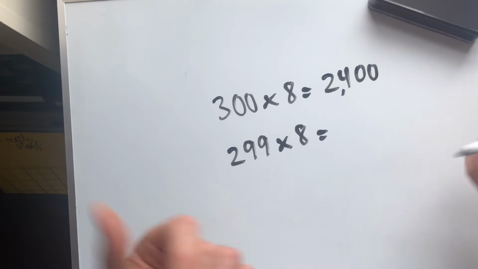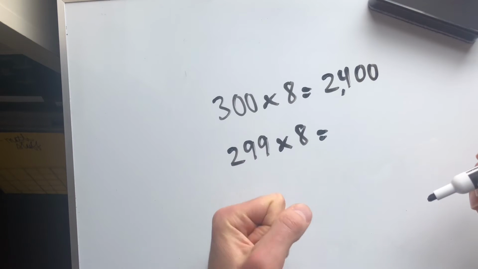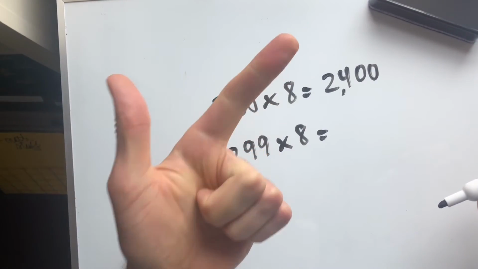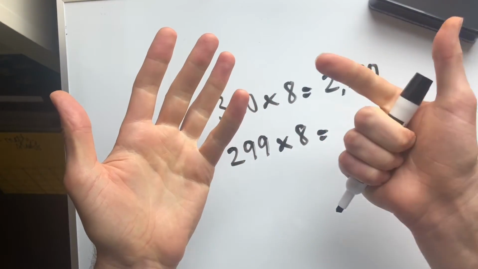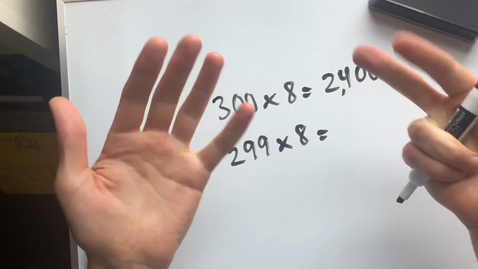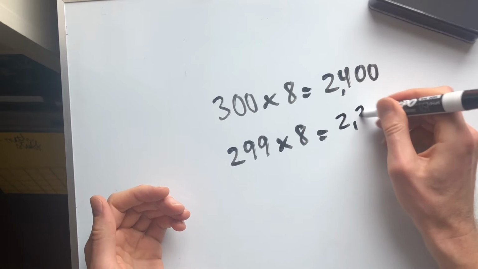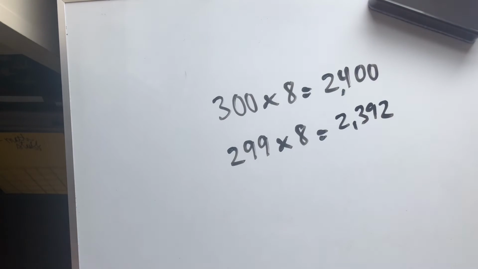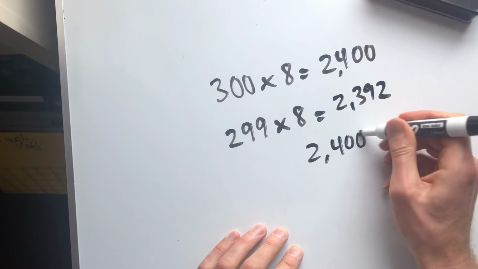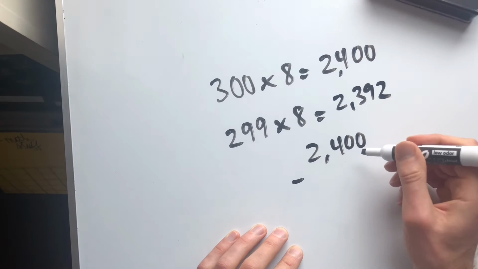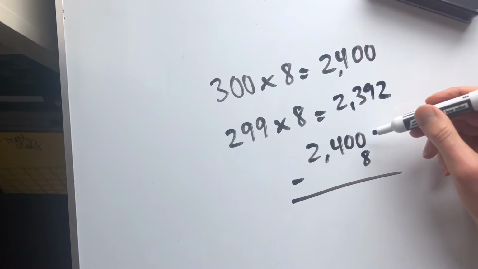So if you want to, you can just count down by 8. So I've got 400, 399, 398, 397, 396, 395, 394, 393, 392. So it's going to be 2,392. I just counted with my fingers. Or you could do it the old-fashioned way, where you just line it up. You minus 8 from it. That's going to take longer, but you can do it that way too.